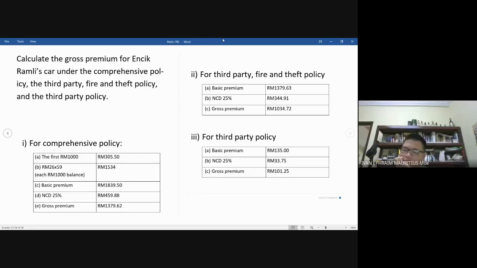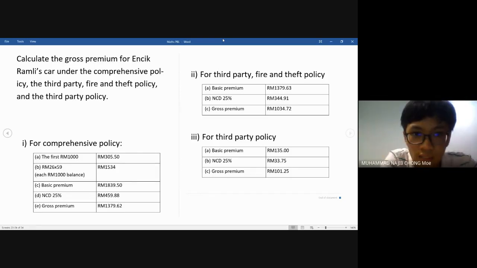The 25% NCD is 344 ringgit and 91 cents. The gross premium can be found by the basic premium minus the 25% NCD, which is equal to 1,034 ringgit and 72 cents. Lastly, let's count for the third party policy. The basic premium is 135 ringgit for the car. 25% NCD is 33 ringgit and 75 cents. The gross premium is 101 ringgit and 25 cents.